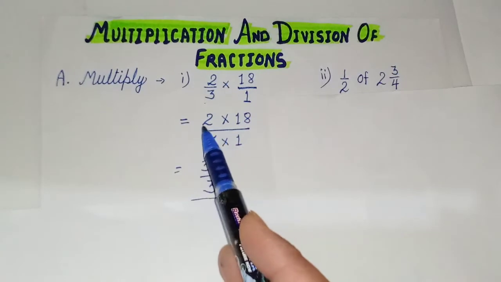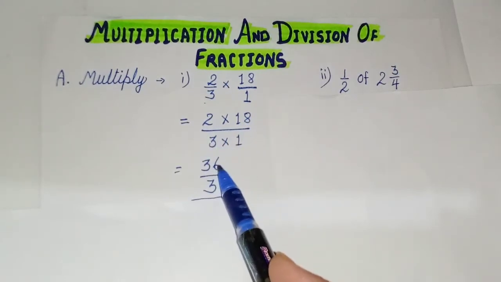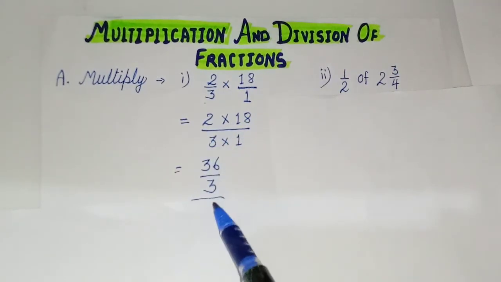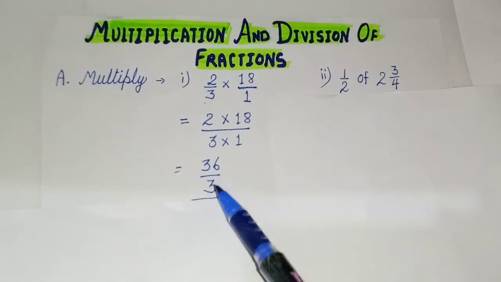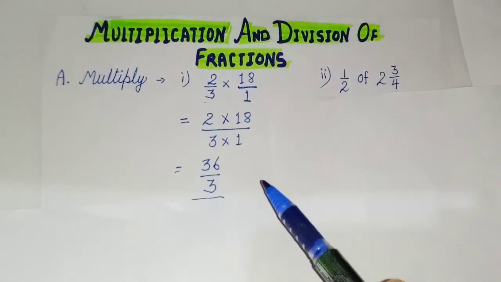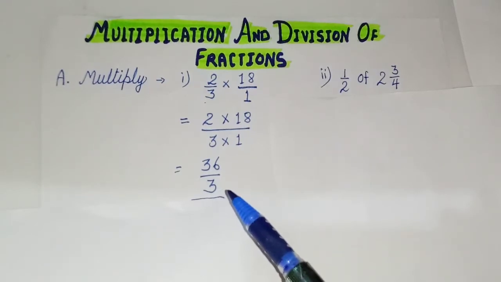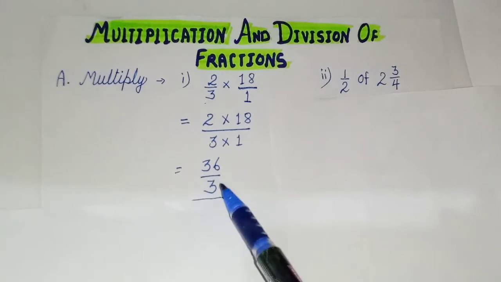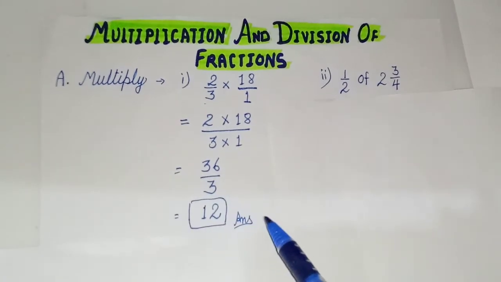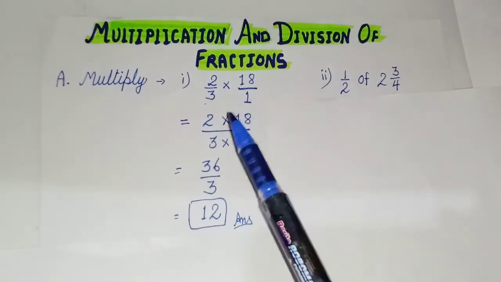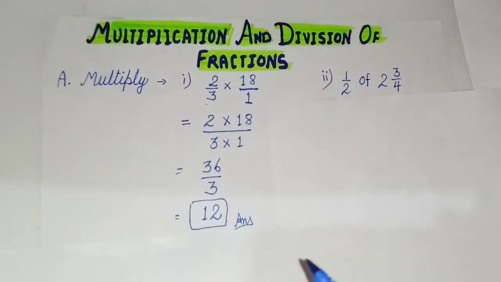So we have 2 into 18 is 36 here and 3 into 1 is 3. So our answer is 36 upon 3. But as we can see, this fraction is not in the simplest form. That means it can be cancelled. Right? So always in case of fractions, your answer should be in the simplest form. If we divide 36 by 3, then we will get 12 as an answer. So the answer of this one will be 12.